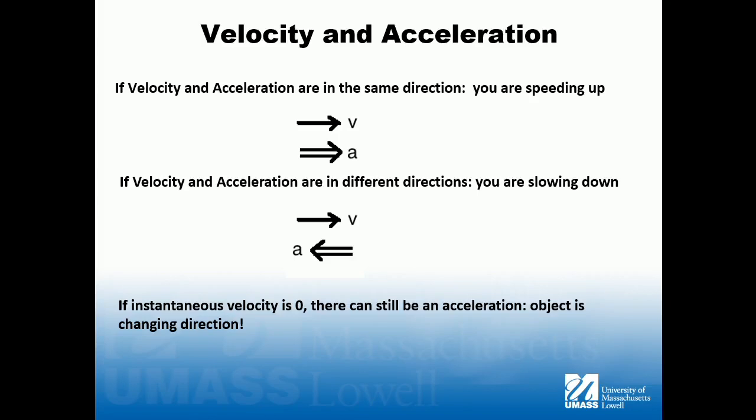Is it possible to have a physical situation in which v is 0 and a is not 0? Can I have an object with 0 instantaneous velocity and a non-zero acceleration? Yes, it's me starting my car. At the instant I start my car up, the velocity is 0. It's not going anywhere. I'm pressing the gas, that's what's making it go up to a certain speed. Everyone with me so far?